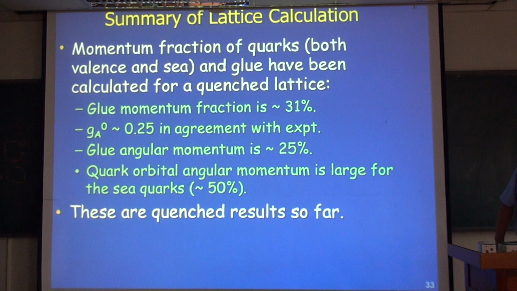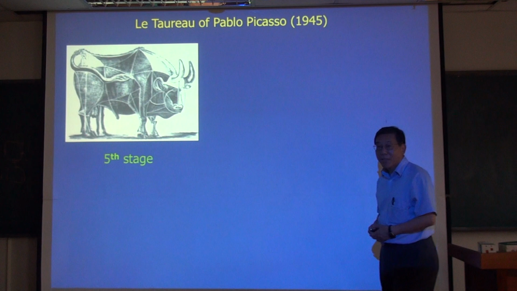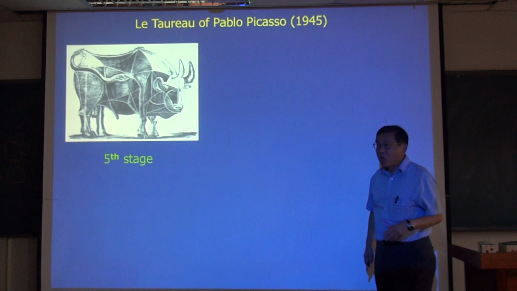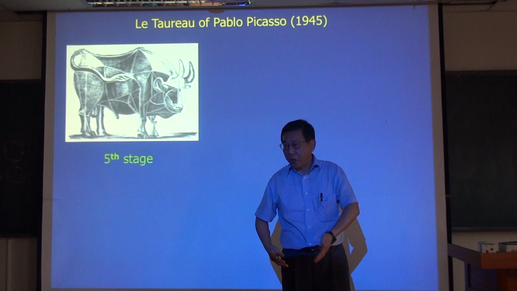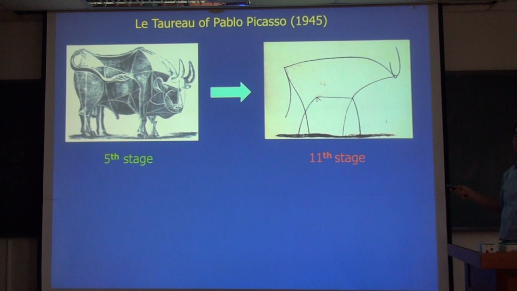Okay, this is a quench approximation. Let me take a page from Pablo Picasso. In 1945, I guess most of you are not born yet, he was commissioned to draw a picture of a bull. In French, it's a little home. If you look up the web, this is what you look for. He started out with a very complicated, realistic picture of the bull. Then he started to do reduction. The fifth stage looks like this, with a geometrical shape. And it comes to the 11th stage, which is this. That's where it showed up in the book. So the lesson there is that if you capture the essential features, you can get the bull.